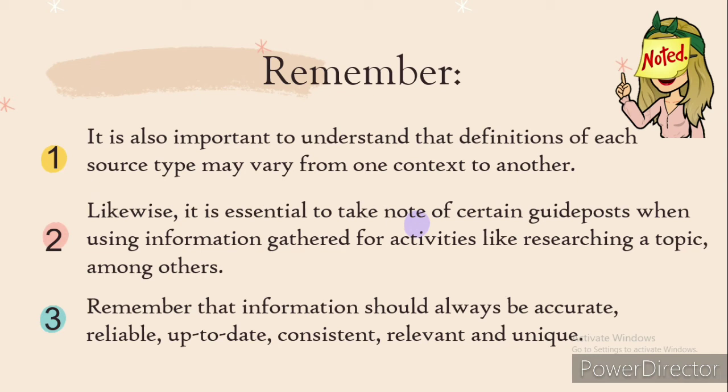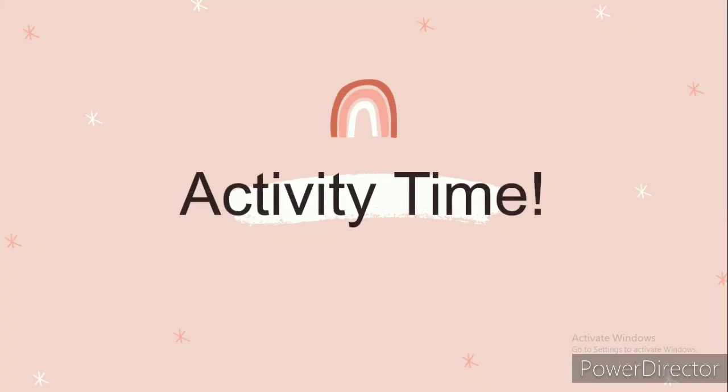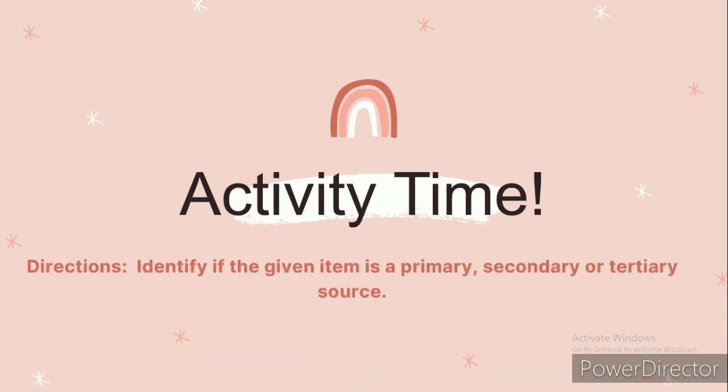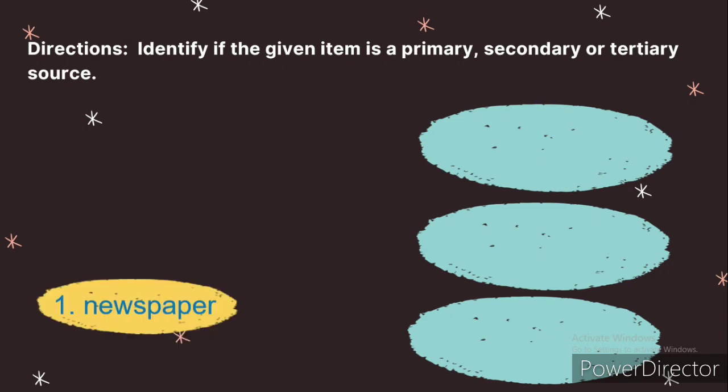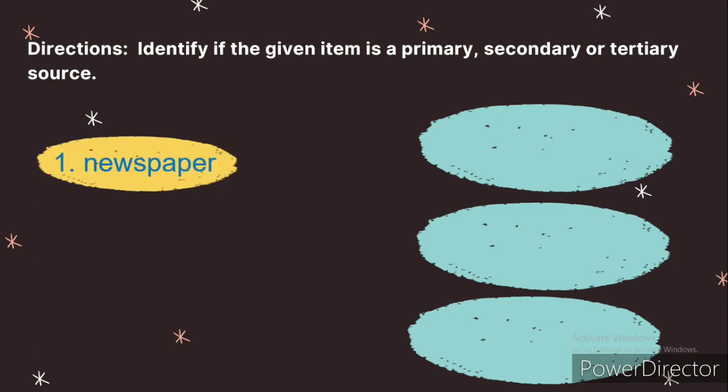Now, I think you have learned the different sources of information when researching a topic. You are now ready for our activity. Now, I want you to identify if the given item is a primary, secondary, or tertiary source. Let us have number 1. Newspaper. Is it an example of a primary, secondary, or tertiary source? Very good! Secondary. Because usually, the author in newspapers did not personally witness the event or occurrence.